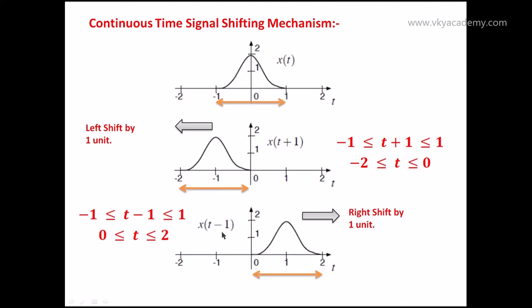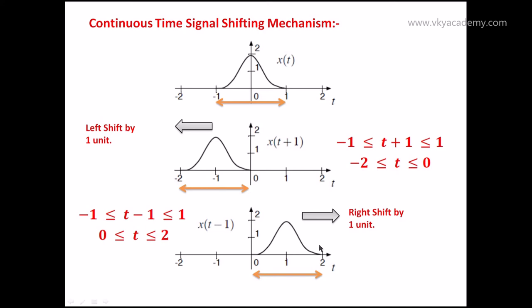Now let us plot x of t minus 1. As the subtracted quantity is 1, the signal will move right by 1 unit. My new range is 0 to 2 and my original range was -1 to 1. Let us understand this the same way we discussed x of t plus 1. Simply write down the range from -1 to 1, and write down the time for the modified signal, t minus 1. If t minus 1 lies between -1 and 1, I can say t lies between 0 and 2. So my new range will be from 0 to 2.